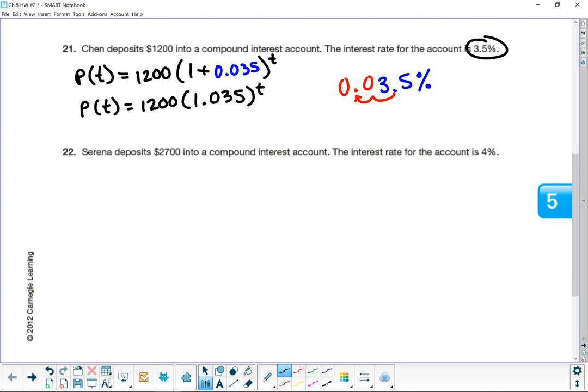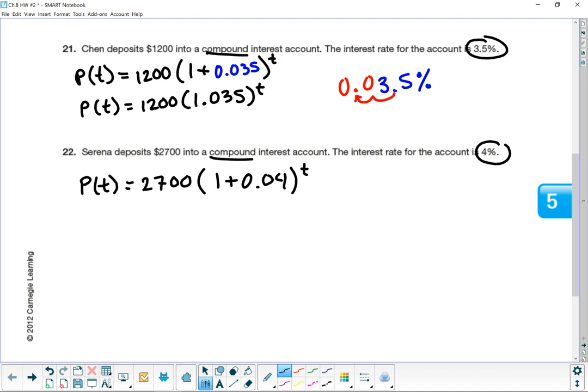22. Serena deposits 2,700. So again, P of t equals 2,700, parentheses 1 plus, and all these are compound interest. That's why we're using that 1 plus with that multiplication instead of the plus with a simple interest. So 1 plus, and then the interest rate is 4%. This one's kind of like the first couple ones, so it'll be 0.04 to the t power. So your final formula is P of t equals 2,700 times 1.04 to the t power. That's the first side.